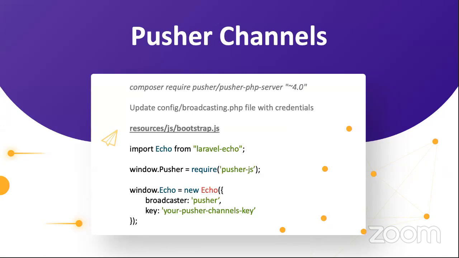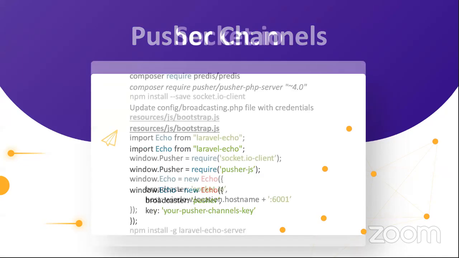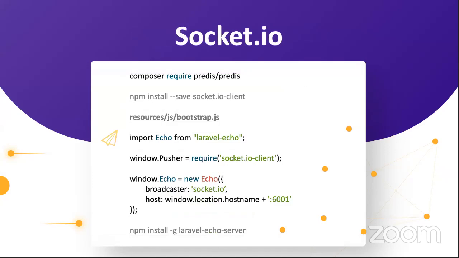So this is the configuration about Pusher, and this is about socket.io. Just like that, we need to update our broadcaster plus the required things, and then Laravel Echo, and also we need to install the Laravel Echo server. There is very good documentation on installing Laravel Echo, sorry, Echo server as well. So this is what we need to do for configuration.